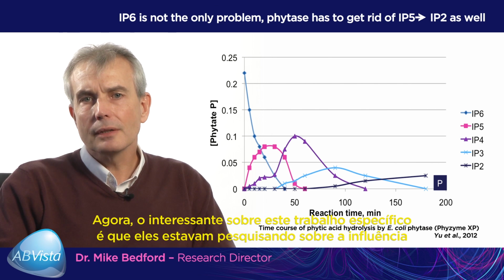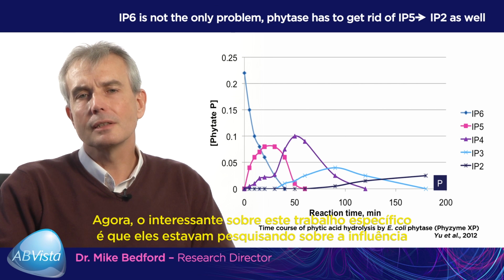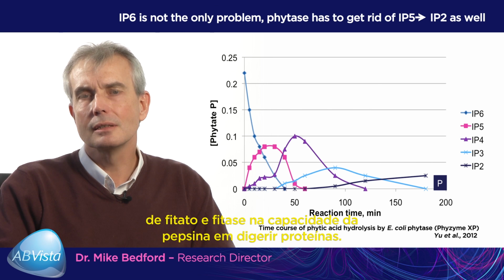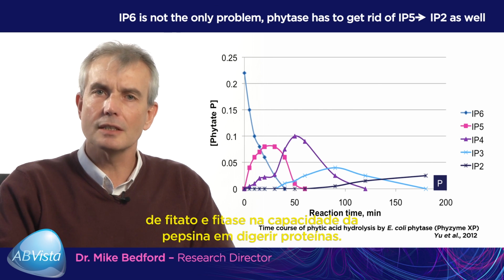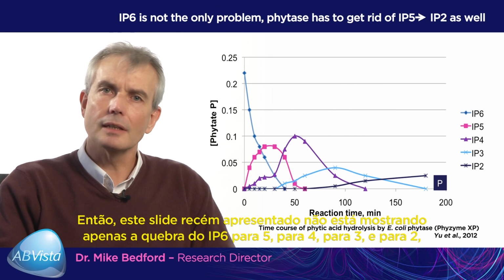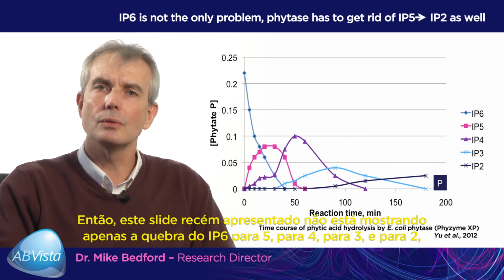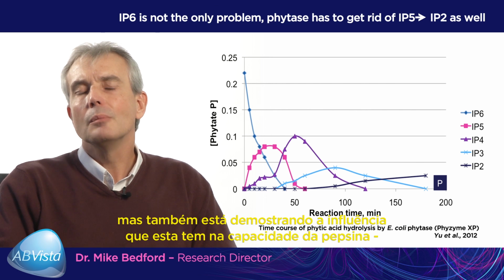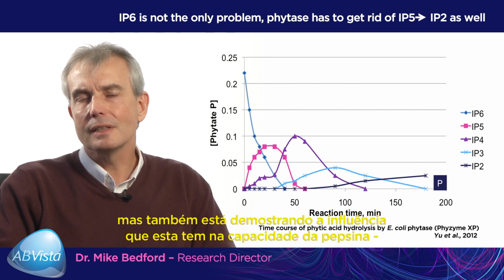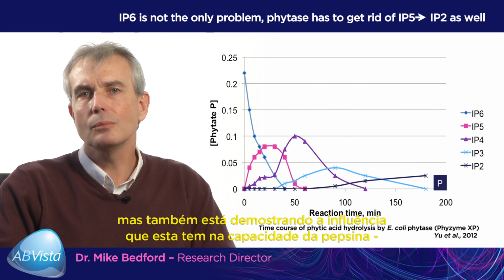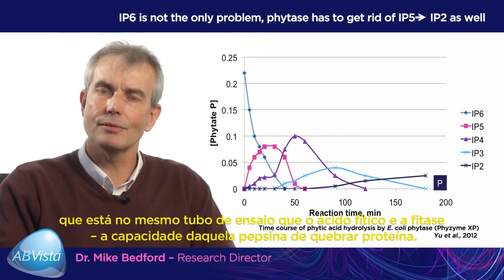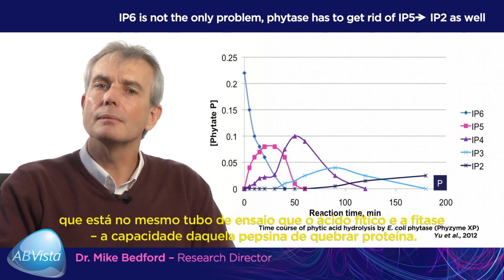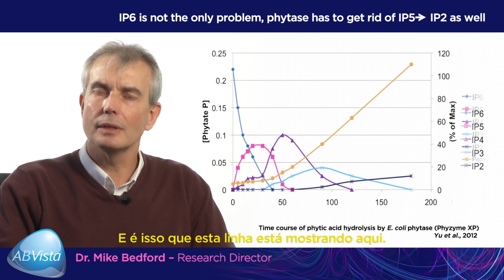Now the interesting thing about this particular piece of work is that they were looking at the influence of phytate and phytase on the ability of pepsin to digest protein. So this visual that I've just shown you isn't just showing you the breakdown of IP6 to 5 to 4 to 3 to 2, but it's also about to show you the influence that this has on the ability of pepsin, which is in the same test tube as the phytic acid and the phytase, the ability of that pepsin to break down protein. And that's what this line is showing you here.